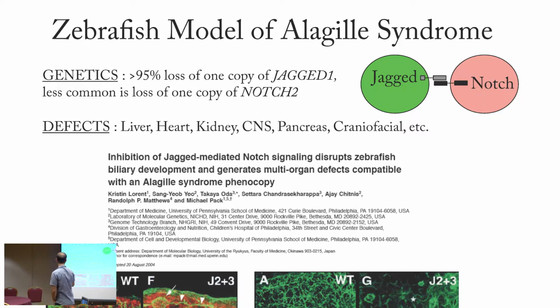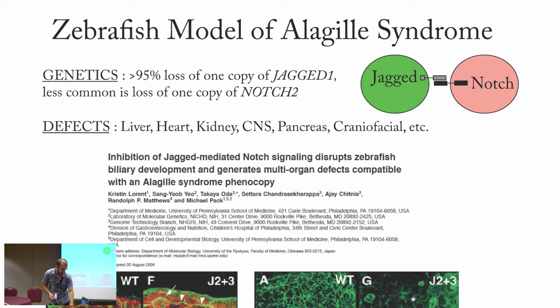Sorry, I didn't correct this from his paper, but we now know that what's called 3 here is actually jagged 1, and this J2 is jagged 2. What you can see is that here we're looking at the bile ducts in zebrafish. If you get rid of both jagged 1 and jagged 2, you get a paucity of these bile ducts. This is very similar to what's seen in Alagille syndrome liver, the intrahepatic biliary duct phenotype. There's also a similar phenotype of the ducts in the pancreas, and it's also known that some patients with Alagille syndrome have pancreatic duct problems as well.